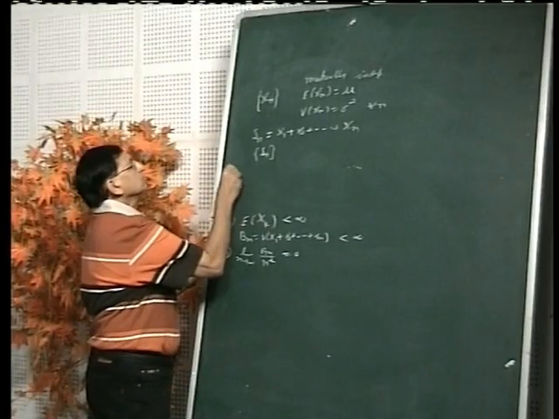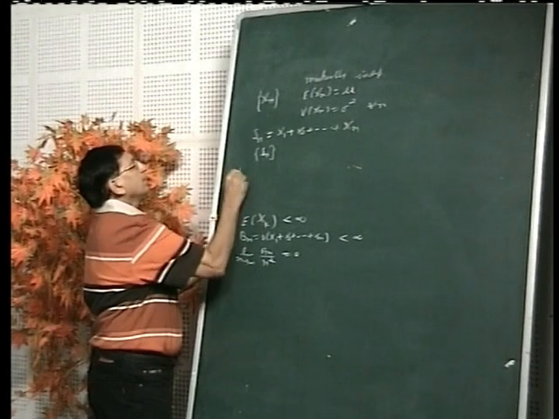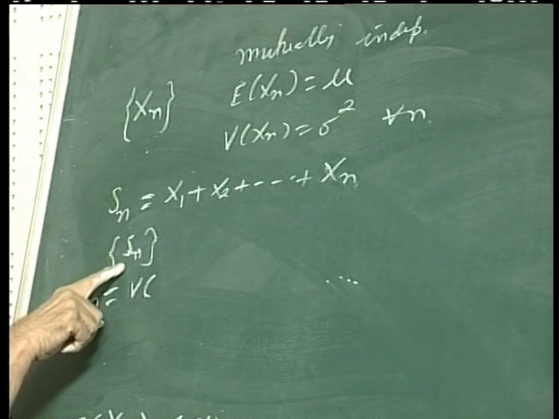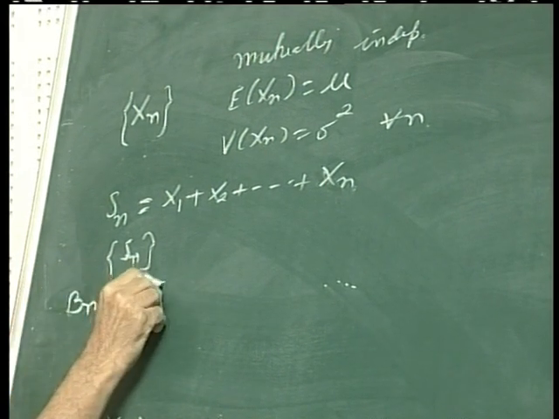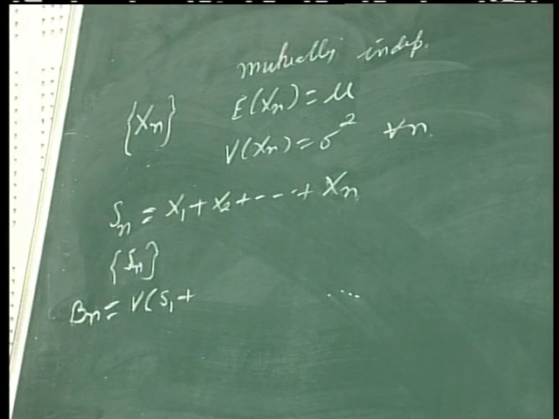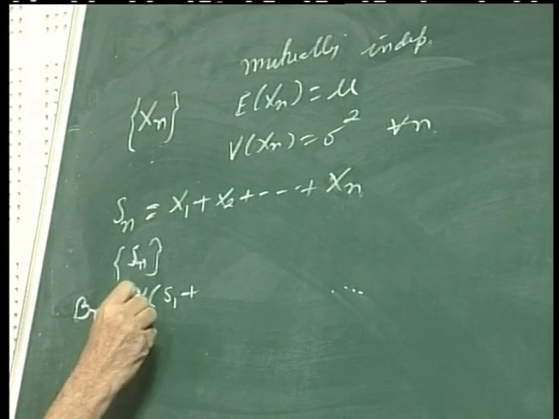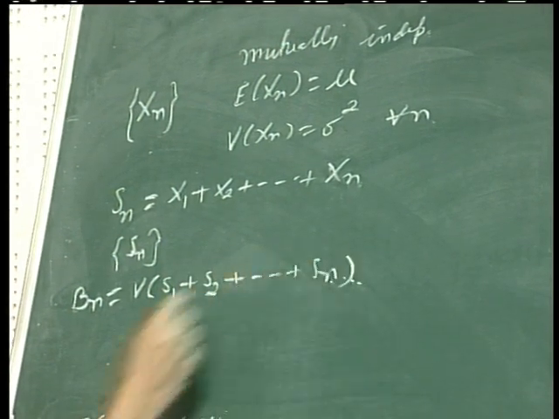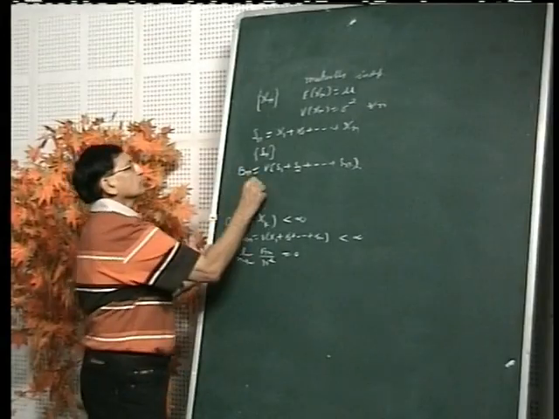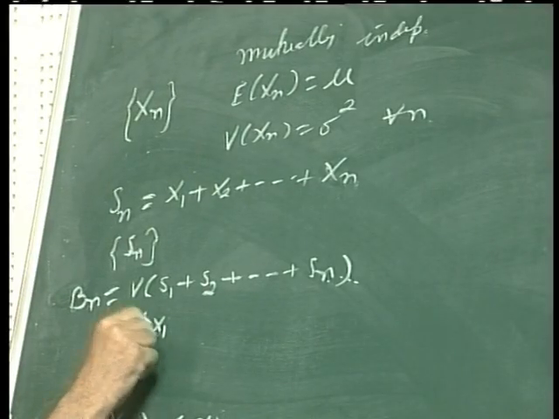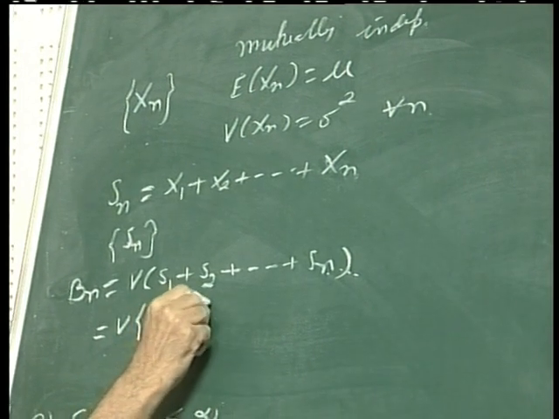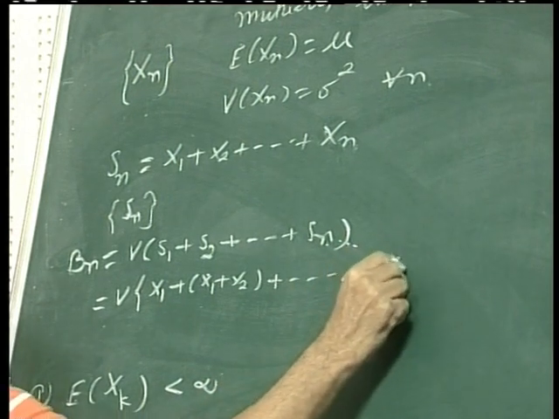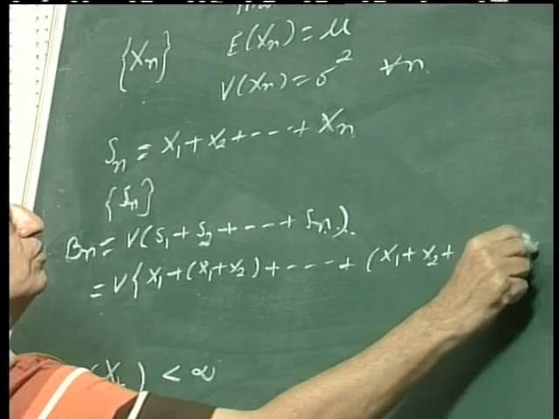So first of all, see, let us find Bn. Bn means here we have to apply weak law of large numbers for sequence Sn. So Bn is variance of S1 plus S2 plus Sn, is equal to variance of S1 means x1, S2 means x1 plus x2, and Sn means x1 plus x2 plus xn.